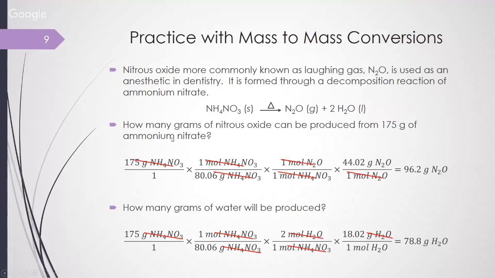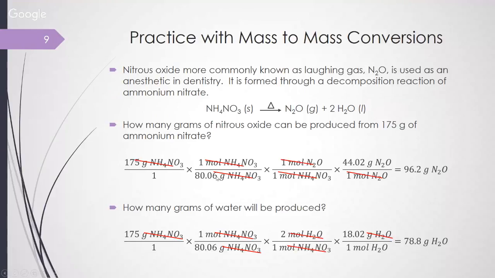The molar mass of ammonium nitrate, I look at the periodic table, 1 nitrogen plus 4 hydrogens plus another nitrogen plus 3 oxygens gives me a molar mass of 80.06. My nitrous oxide is 2 times the mass of nitrogen plus 1 oxygen, and that is 44.02. So my first step here is going from mass to moles.